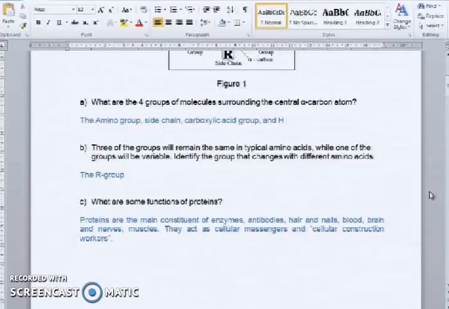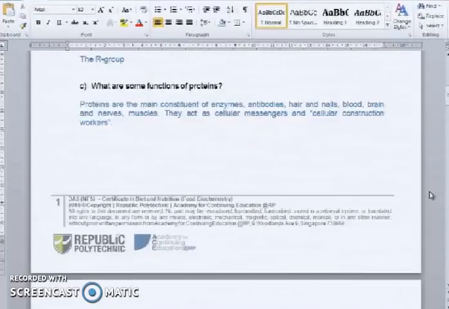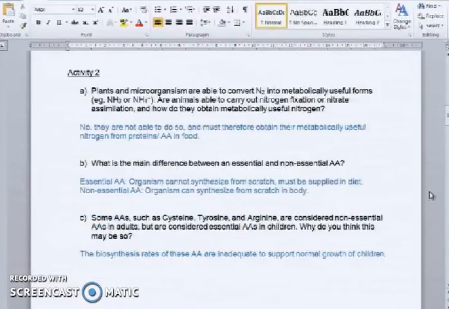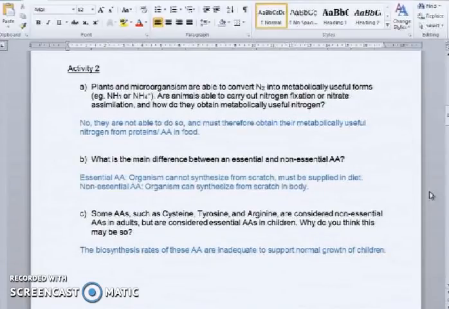Any questions so far? No? Alright, let's go. Activity 2. Now, activity 2, we have plants and microorganisms. Like we said before, typically in the atmosphere you will find nitrogen, N, in the form of N2, which is atmospheric nitrogen. Now, atmospheric nitrogen is very inert.